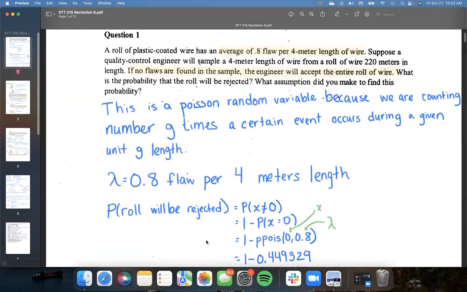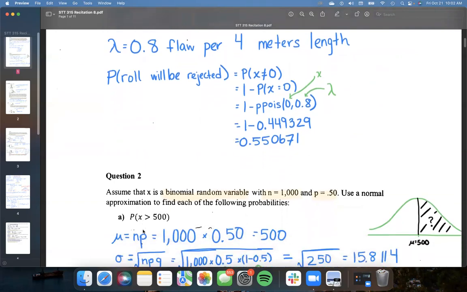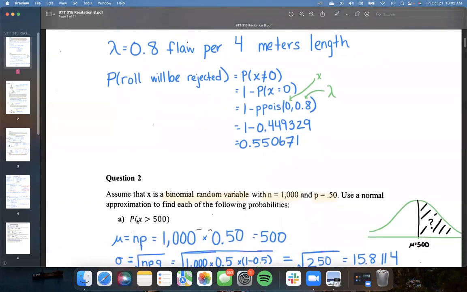Okay, so moving on to question 2. Assume that x is a binomial random variable with n equal to 1,000 and p equal to 0.5. Use a normal approximation to find each of the following probabilities. First, we're interested in the probability that x is greater than 500.